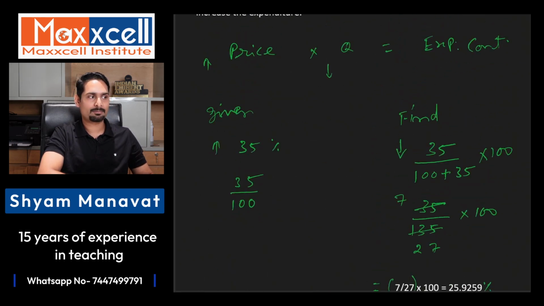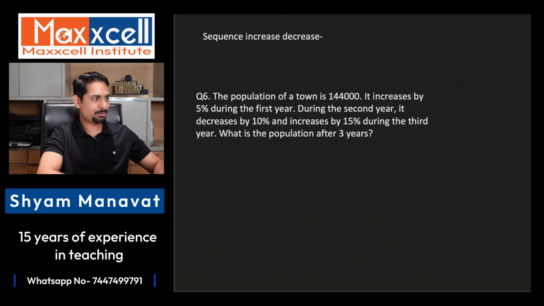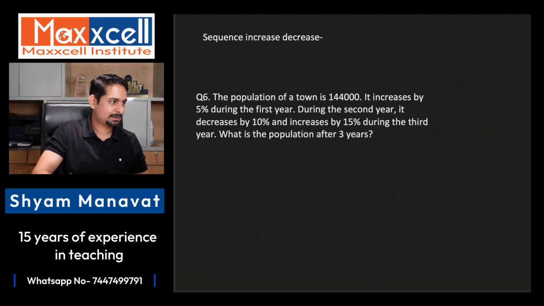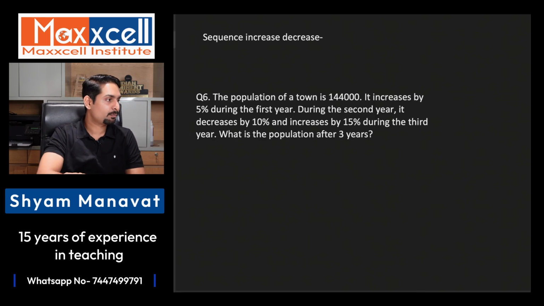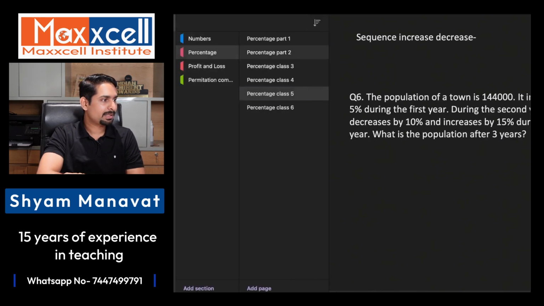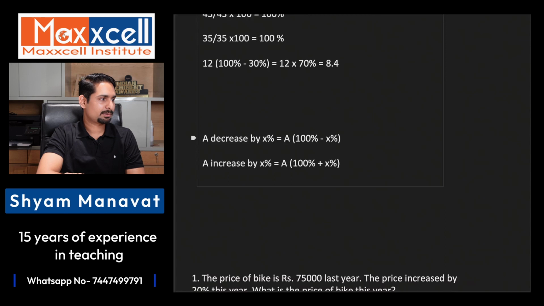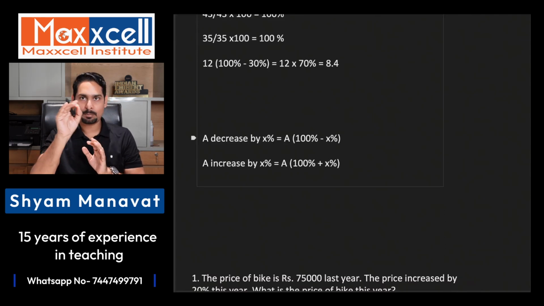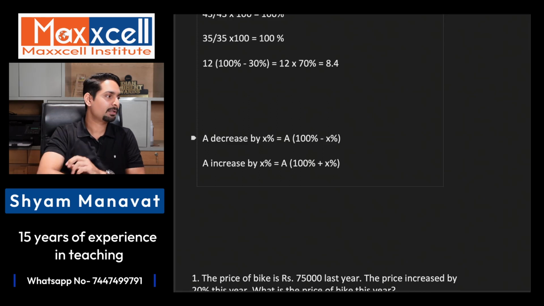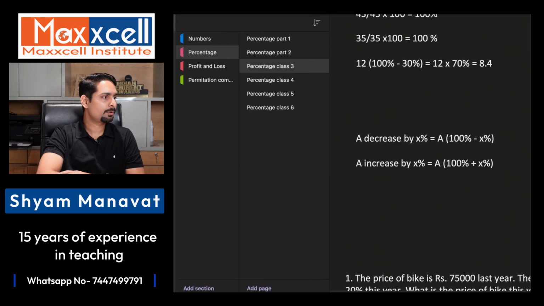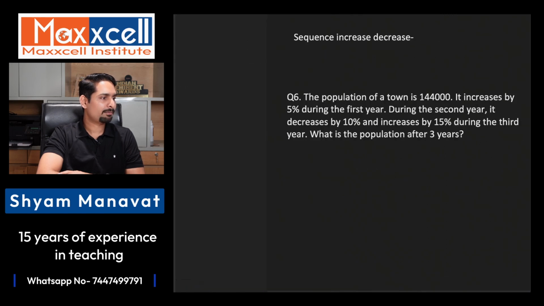Use these formulas. Let me show you the last question of this lecture, that is sequential increase decrease. If sequential increase decrease is given, then what to do? Here I am going to take help of these formulas. Decrease is given, x% decrease: minus x%; x% increase: plus x% with 100, right? So here I have this.